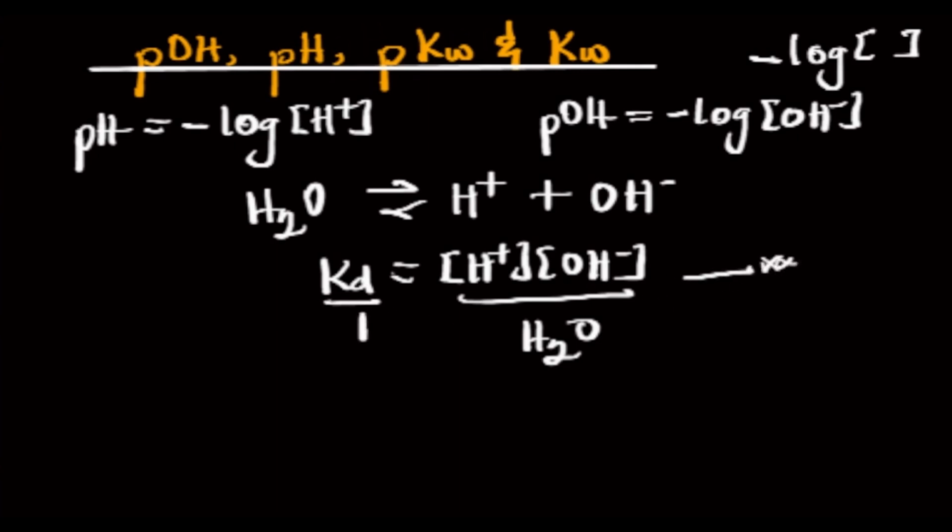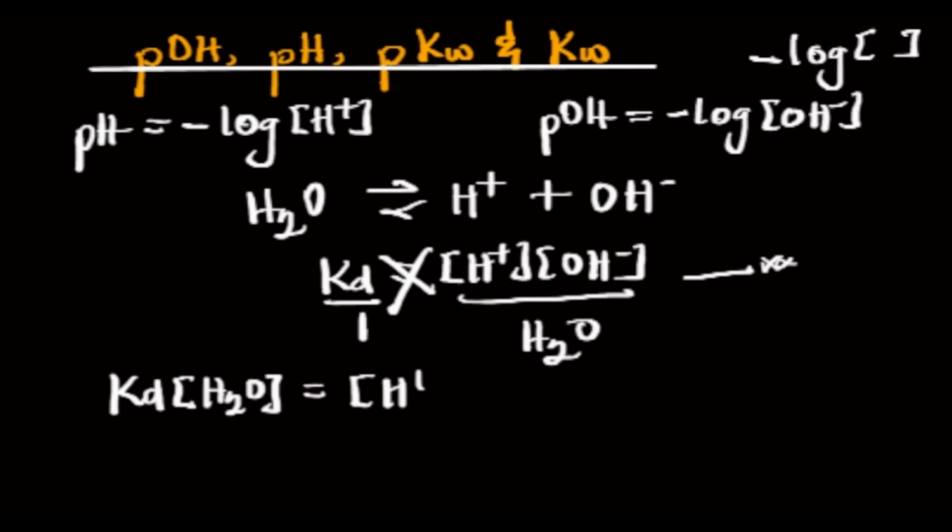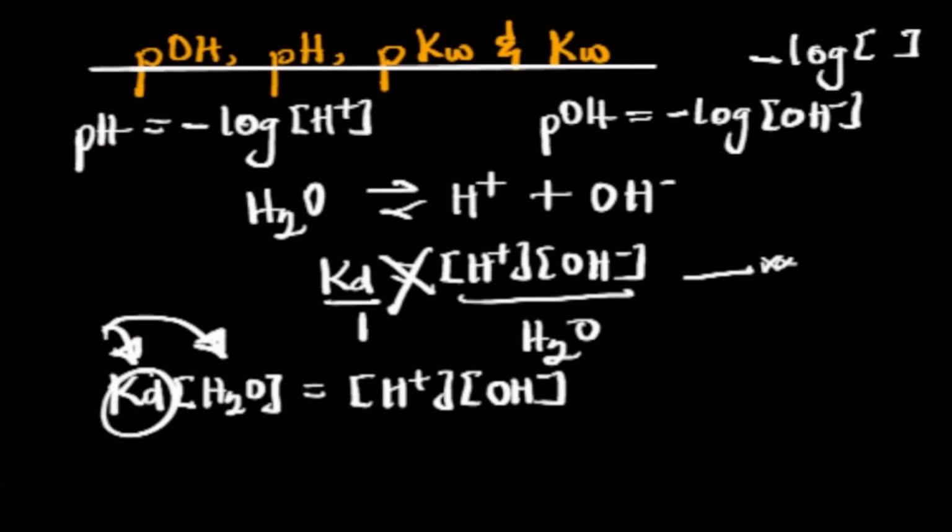It shows that if I cross multiply here, I'm going to have Kd multiplied by H2O, which is considered the concentration of water, equal to the hydrogen ion concentration multiplied by OH minus, which is the hydroxide ion concentration. But what I want you to understand is that this Kd is a constant, which is the dissociation constant of water, and at the same time the concentration of water is constant. The value of Kd is constant as well.